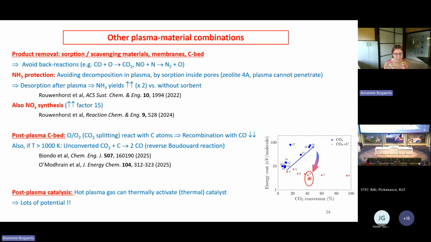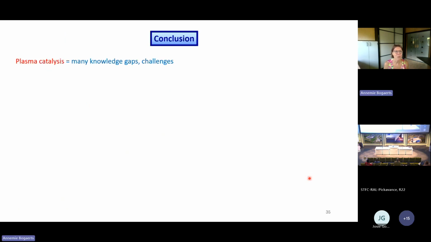And also post-plasma catalysis, where the hot plasma gas can thermally activate the thermocatalyst, although there is not strict synergy with radicals, for instance, reactive species. I believe there is a lot of potential here. And that brings me to the conclusion.